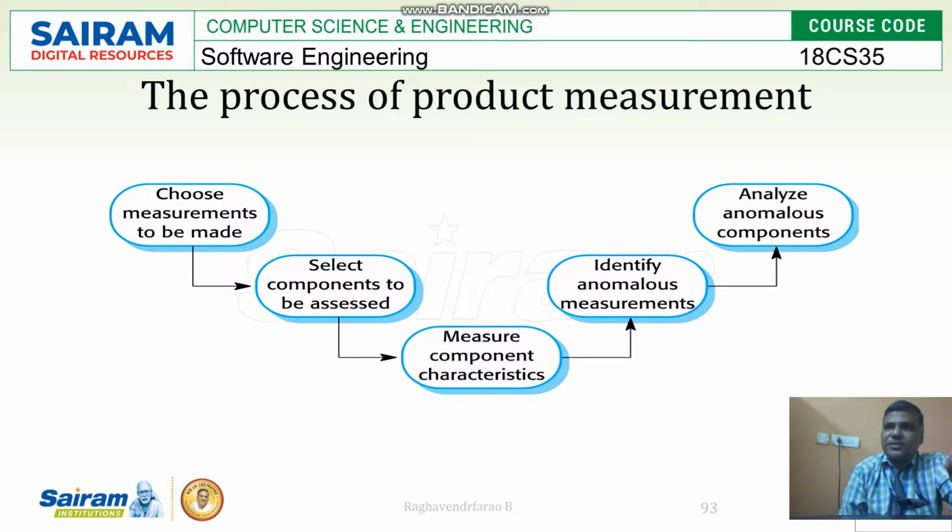Identify the anomalies in the measurements, the problems, if there are any, that should be checked. Then analyze the anomalous components. So if problems are there, what anomalies does it have? Those things you have to analyze and rectify in that particular component.